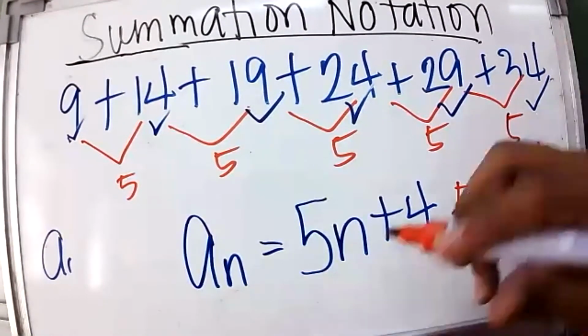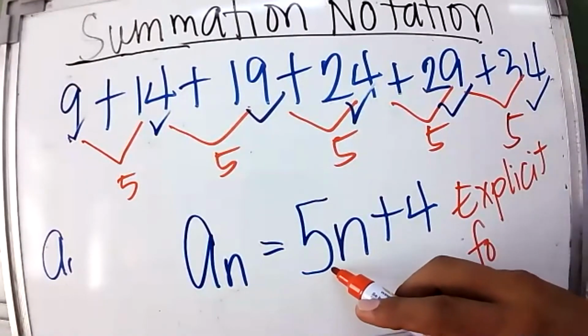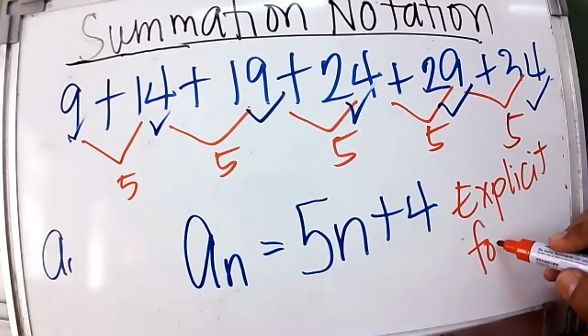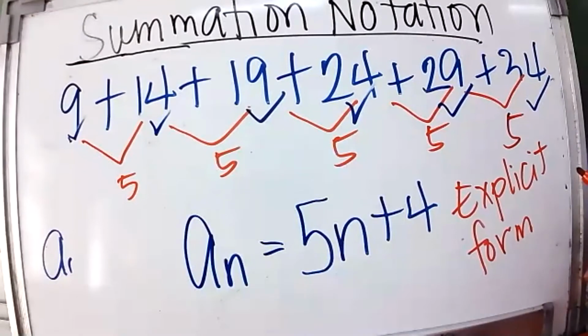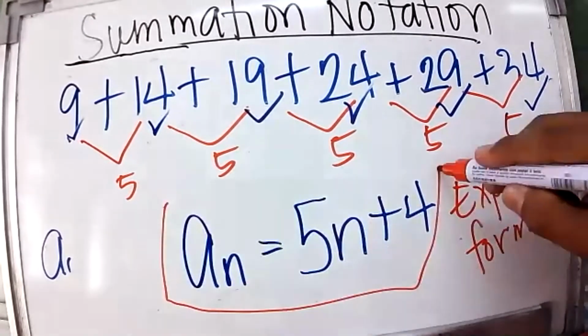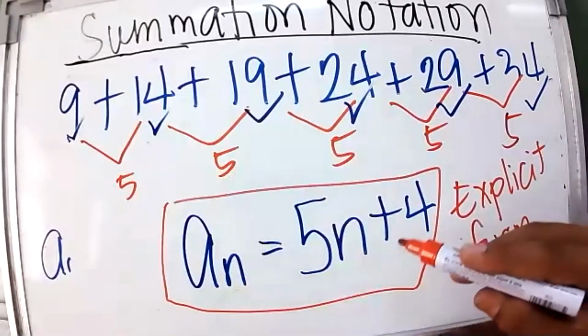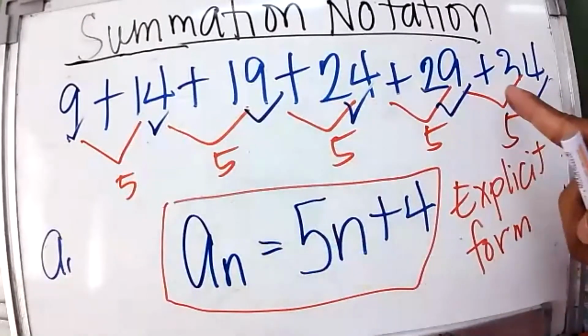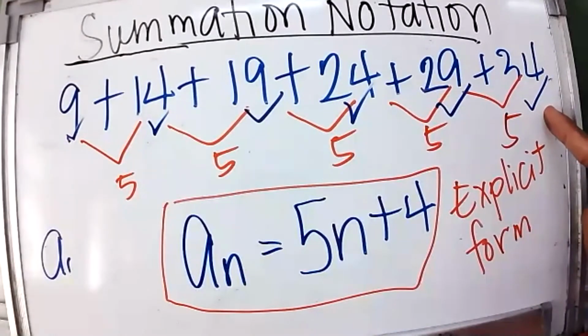So, going back, we now have our explicit form. It was cut off earlier, but finally it's complete. This is our explicit form, and our explicit form is the formula that we use to identify the number of terms in our sequence.